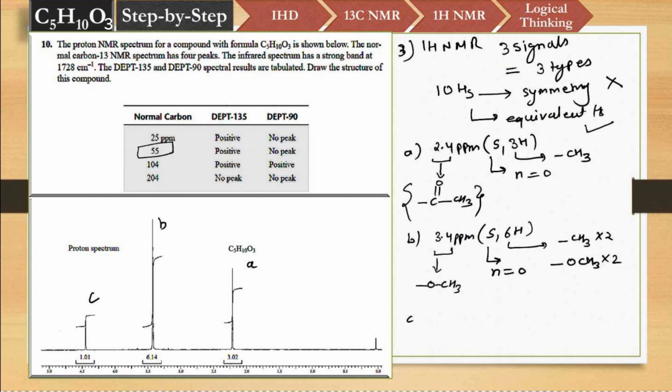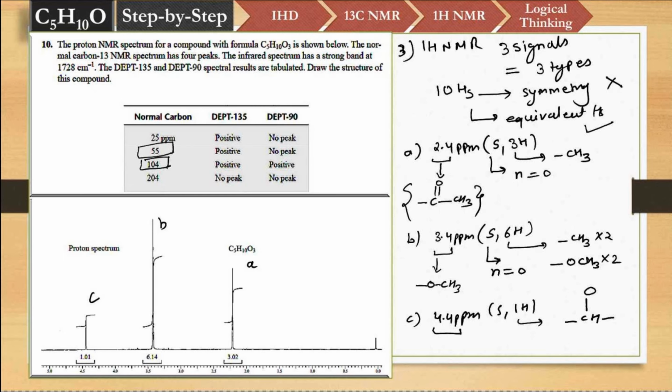Now we have the third signal, which is around 4.4 ppm. And this is also a singlet, and it belongs to 1 hydrogen. So it is hard to say what it could be. But if you remember, in the carbon NMR, the signal at 104 ppm belongs to a methine carbon. And there is a possibility that this high value, 4.4 ppm, is due to this carbon being attached to the oxygen.